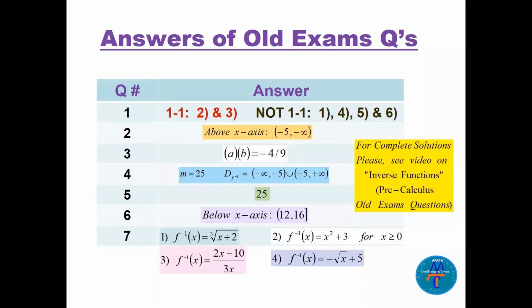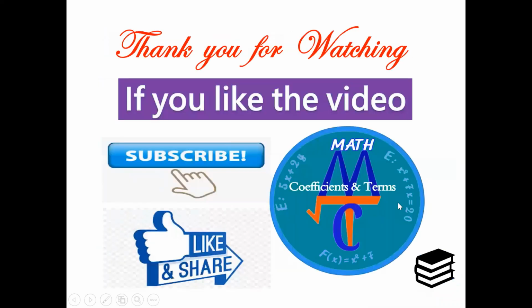Now here are the answers for the old exams questions and all their parts. You will see a slide like this at the end of every pre-calculus lecture in the whole course. I just want to mention, for complete solutions of these questions and their parts, you can see the video on inverse functions, pre-calculus, old exams questions.